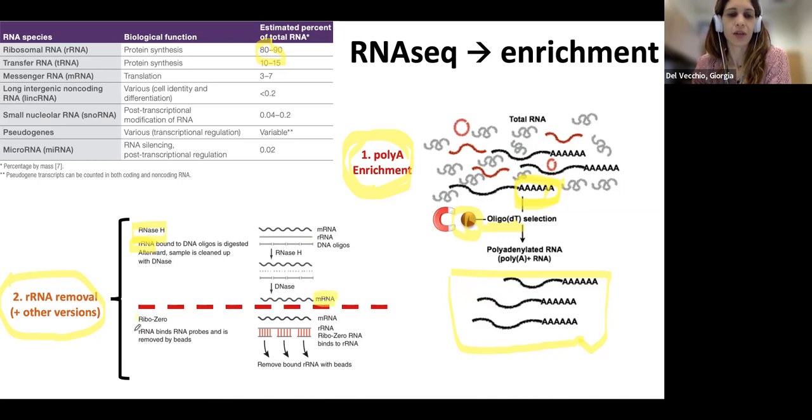Or we can use a ribo-zero approach. That means using probes specific for ribosomal RNA that are bound to magnetic beads. So it's similar to the oligo-dT approach. We are still using magnetic beads, but there we were capturing the messenger RNA, while here we are capturing the ribosomal RNA, removing it, and just collecting the messenger RNA.